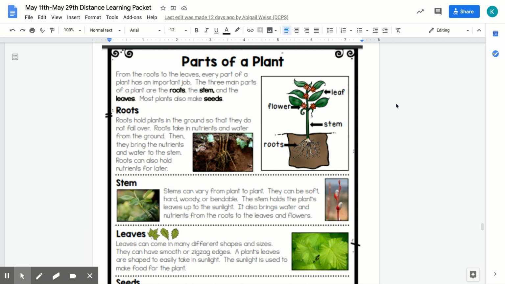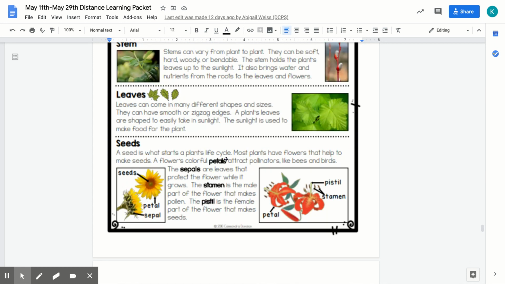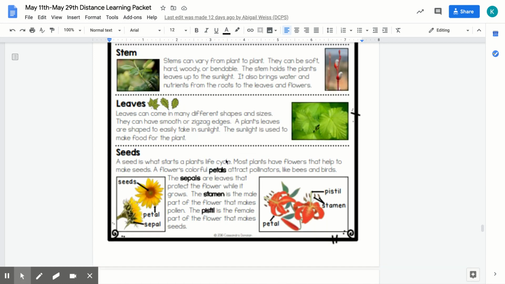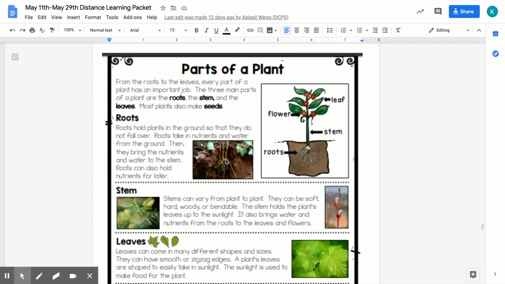Notice that there are bold words, diagrams, photographs, headings, body paragraphs. All of those things help us understand what we are reading about.